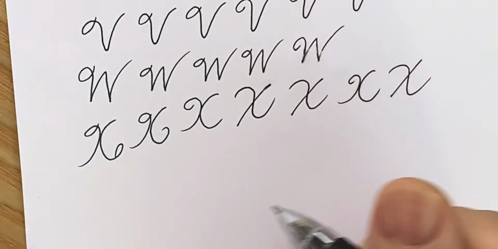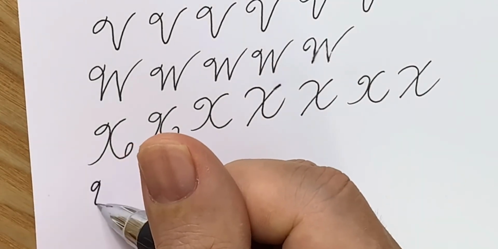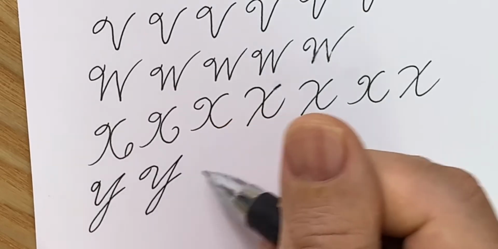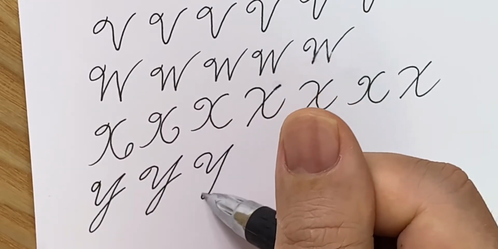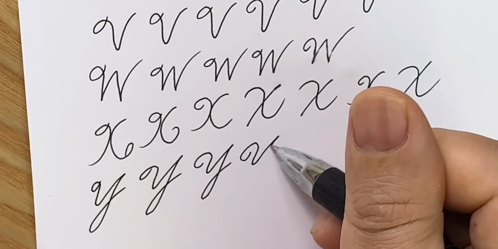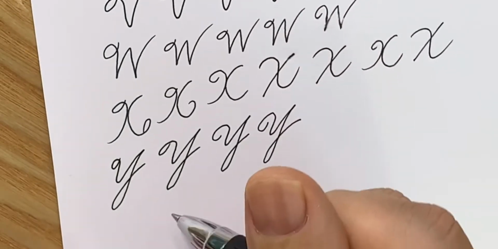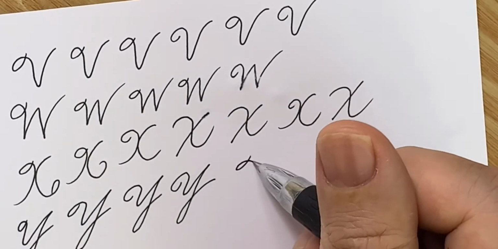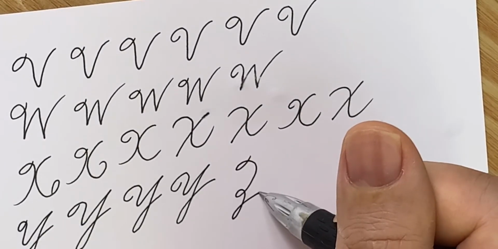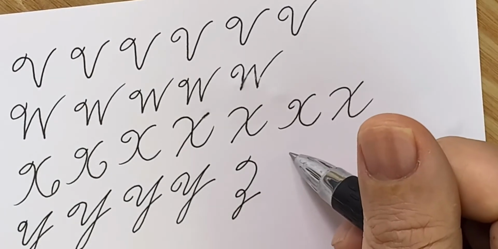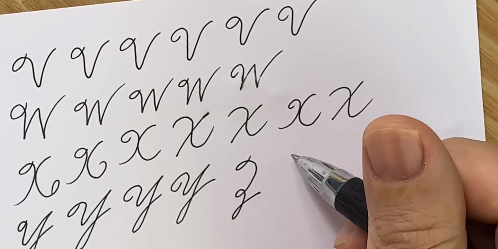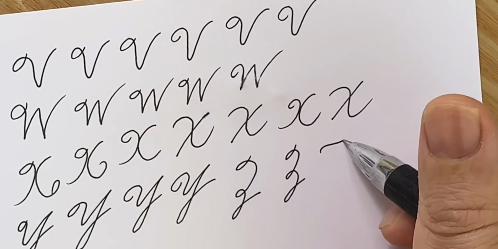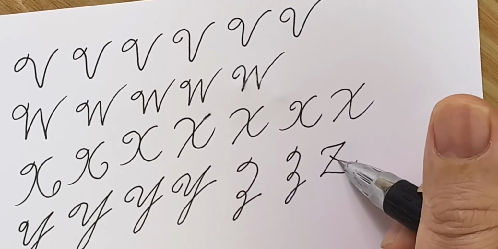Yeah, let's do Y. And also you can do like this too. Let's do Z. Z is kind of weird. Z looks like this, like small letter Z. You know, of course, in the Palmer method. Yeah, and also you can do that too, right?